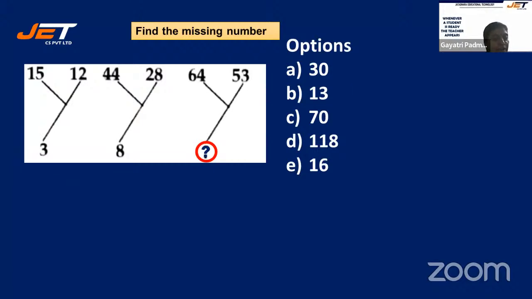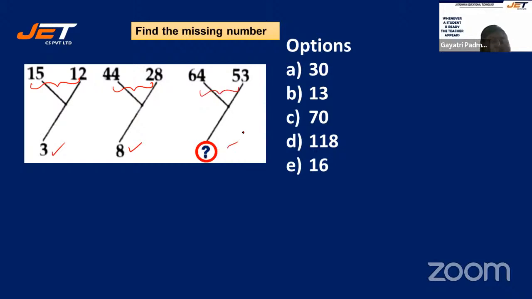You have 15, 12, 3, 44, 28, 8, 64, 53, question mark. All right. So how do you find out this? So it means that what if you do to these two numbers? See students, just understand. What if you do to these two numbers, you are getting 3. Likewise, what if you do to these two numbers, you are getting 8. Likewise, the same method has to be followed to these to get this.